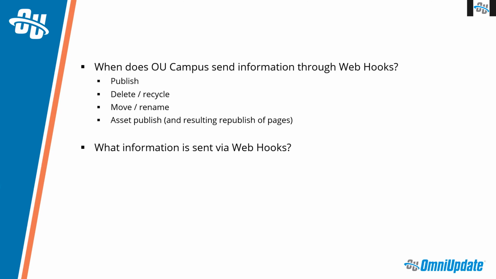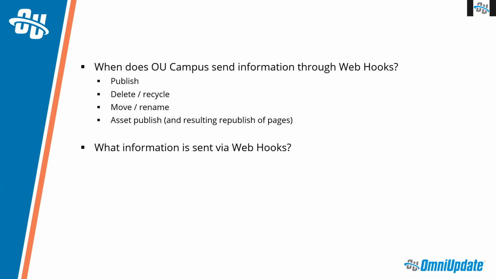Next, we'll go through the kind of information that's sent through webhooks. The info sent through webhooks is actually the same info that's used by OU Campus when showing you, the user, a green success notification bar at the bottom of the screen when a publish completes, or a red error message with a list of files that failed to publish.